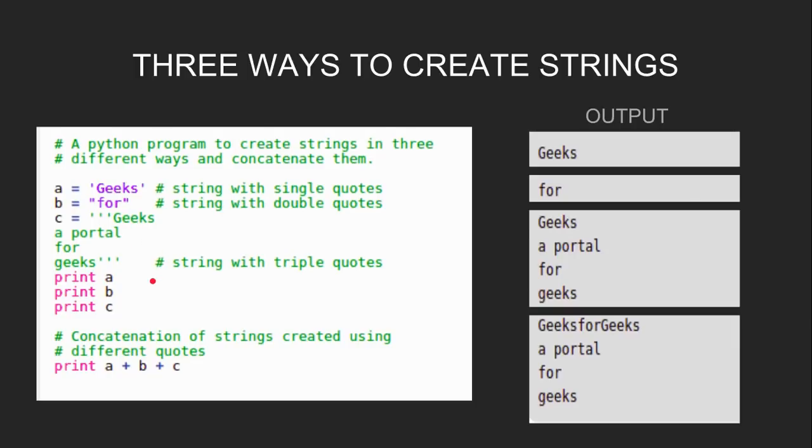Output of string A is geeks, output of string B is for, and output of string C is geeks, a portal for geeks, in the order that it was mentioned in the string. Then we finally concatenate all the strings. And the final output that we get is GeeksforGeeks, a portal for geeks.